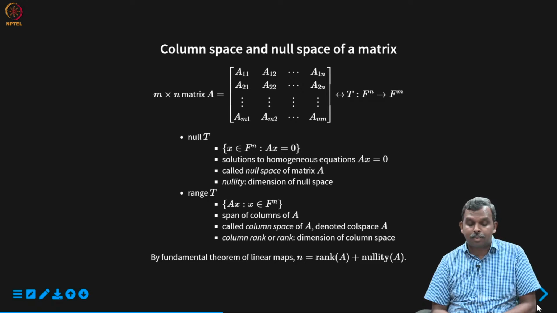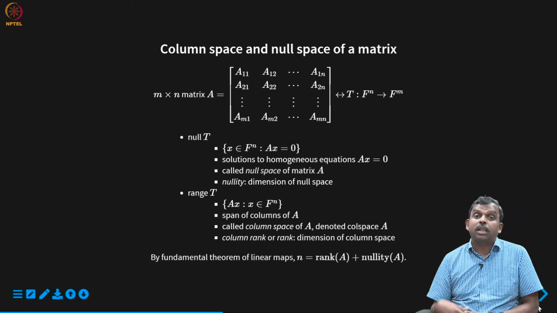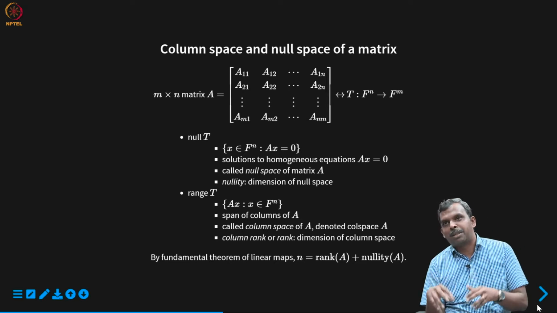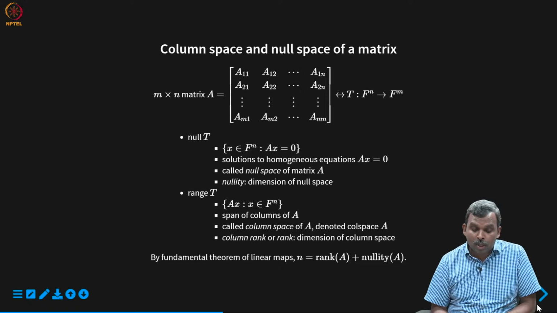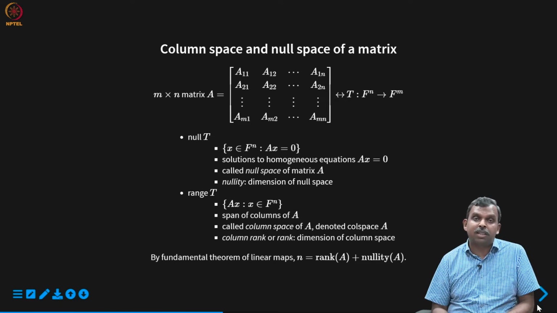So that space of solutions to Ax equals 0 is usually called the null space of the matrix itself. Okay, so instead of saying null space of the linear map represented by the matrix, a lot of words, simply say null space of the matrix. Okay, and then there is the dimension of the null space. Some people refer to it as nullity. Nullity is called the dimension of the null space of a matrix.